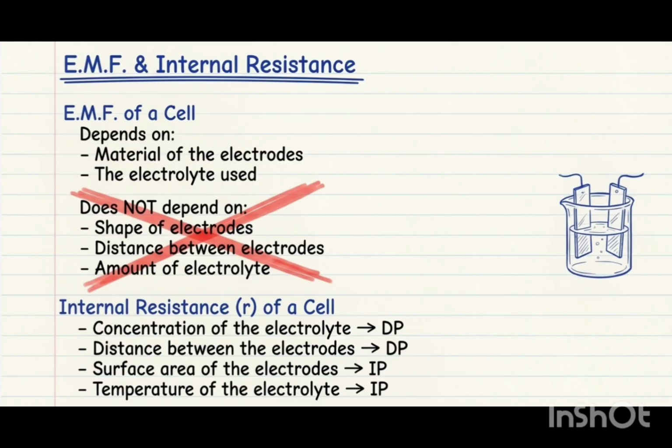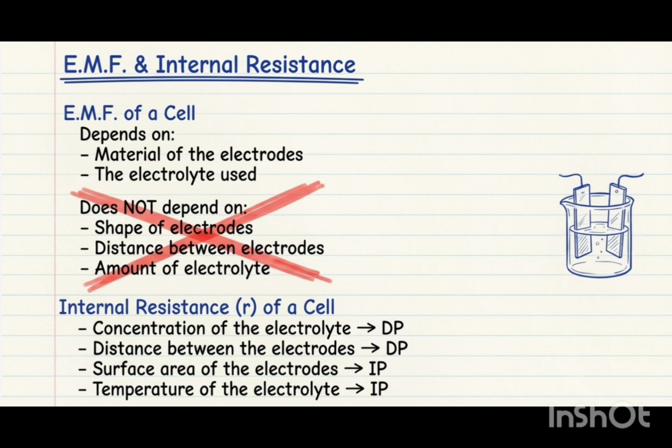Another important device is the transformer. A transformer works on the principle of electromagnetic induction and is used to change alternating current voltage. A step-up transformer increases voltage because the secondary coil has more turns. A step-down transformer decreases voltage because the secondary coil has fewer turns.